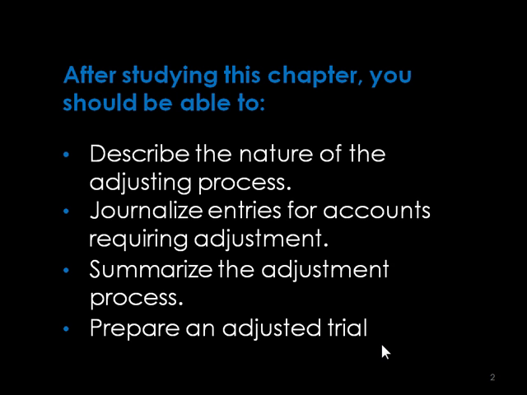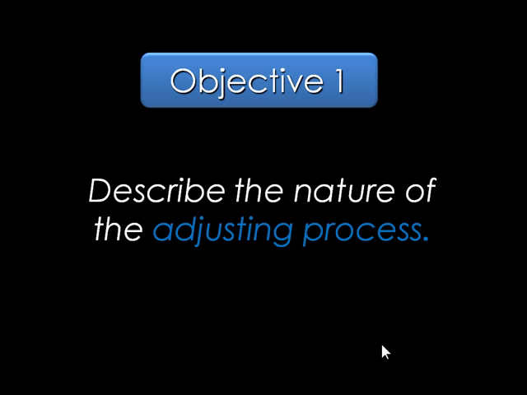So if you recall, up to this point we learned how to do some journal entries and get a basic trial balance. Now we're going to move beyond that and learn how to adjust. The first objective is to describe the nature of the adjusting process.